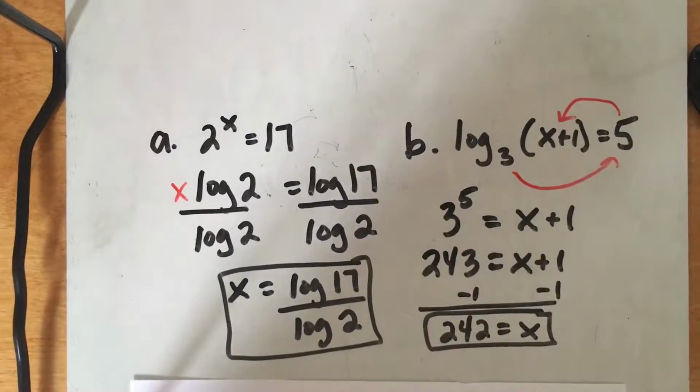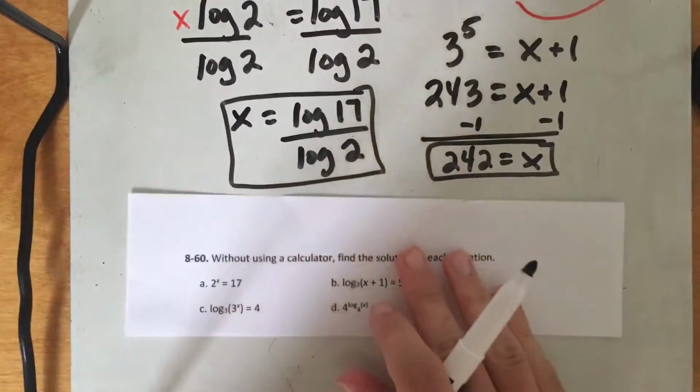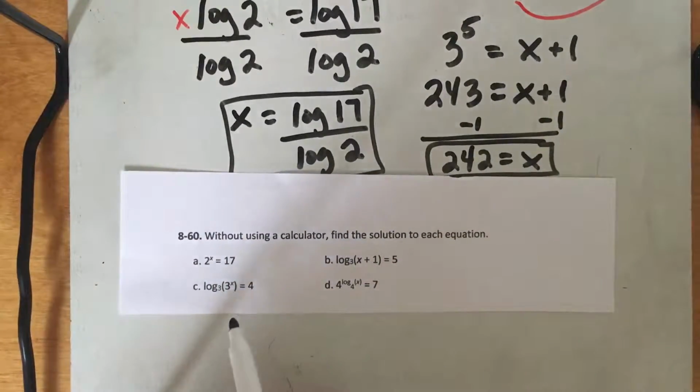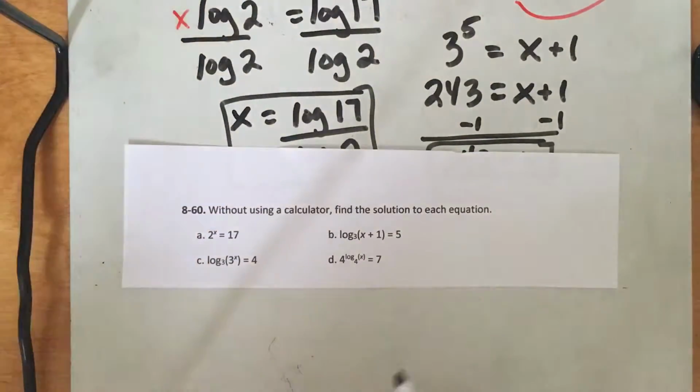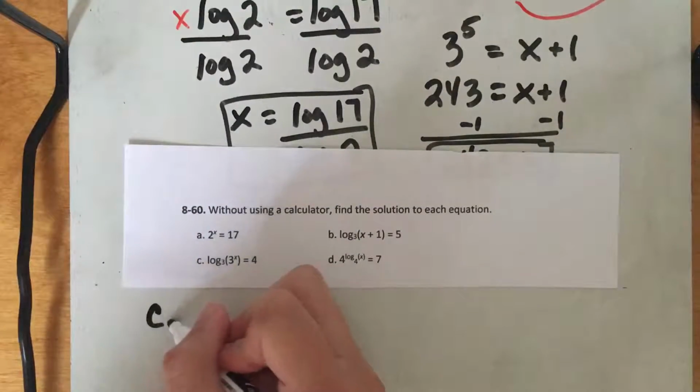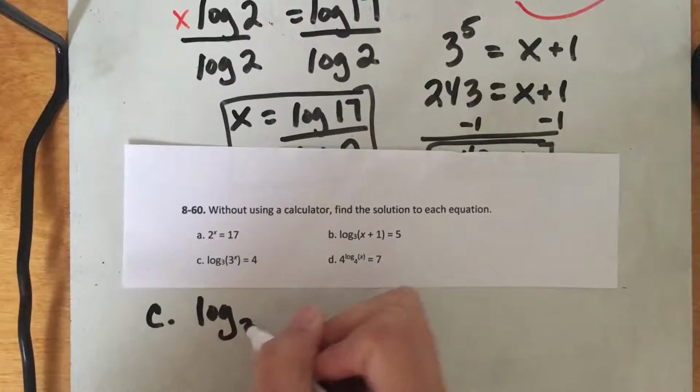I'm going to move my board up here. These look a little different, and we have logs and exponents in both of these problems. So I'm going to show you, C isn't too bad, but D I'm going to show you with substitution, and it'll make a little more sense. So let me write down C here.